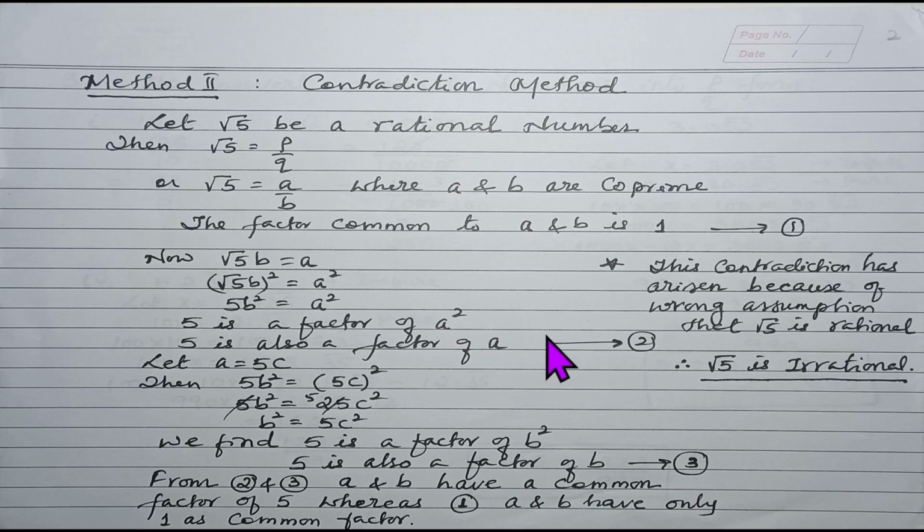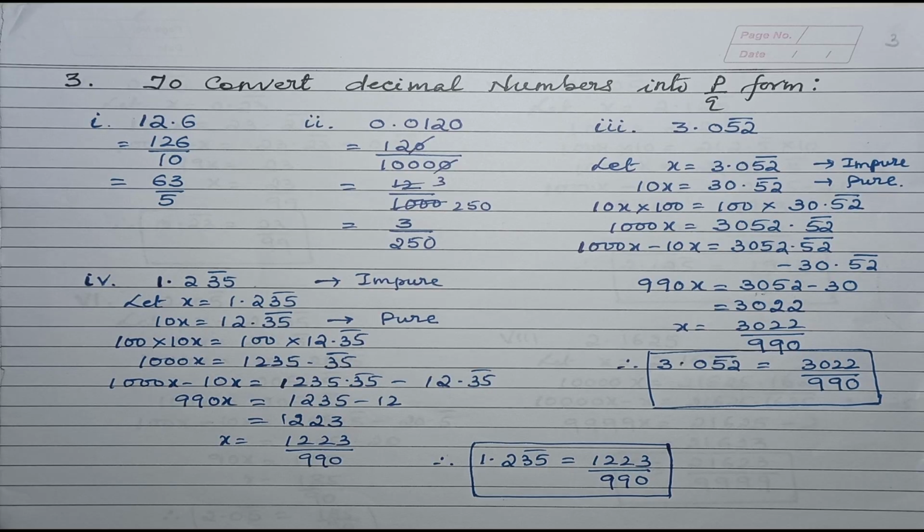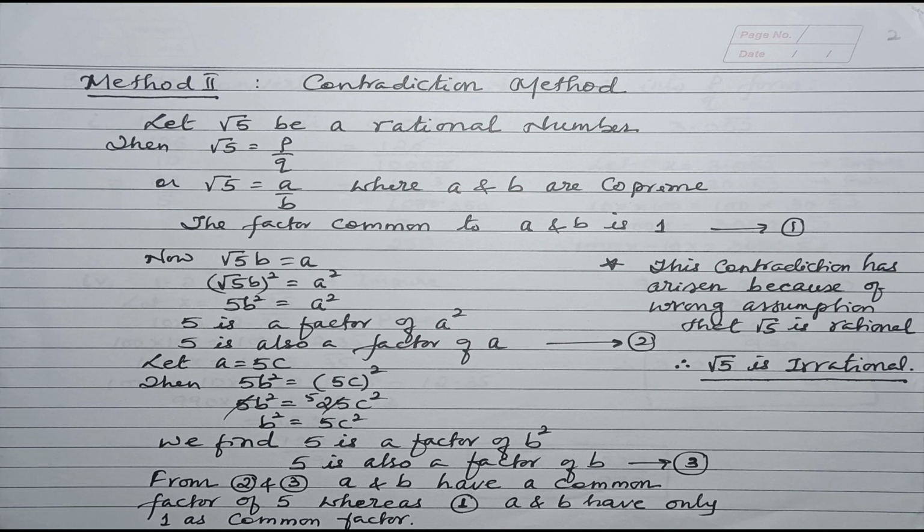That means we have found in statement 2, 5 is a factor of a, and in statement 3, 5 is a factor of b. But this contradicts what we have learnt in the first statement, that a and b have only 1 as a common factor. This contradiction has arisen because of the wrong assumption that root 5 is rational, and therefore the conclusion is that root 5 is an irrational number. So please remember this. It is a very simple method, try to learn this. It's a very important contradiction method which you have to learn, and a question that can very much be asked in the examination.